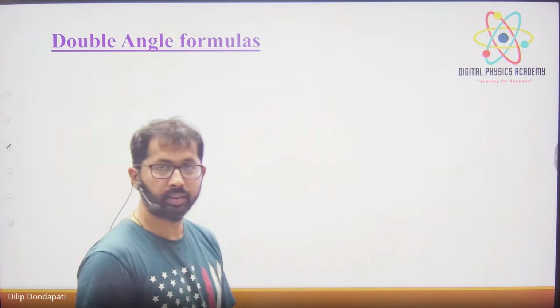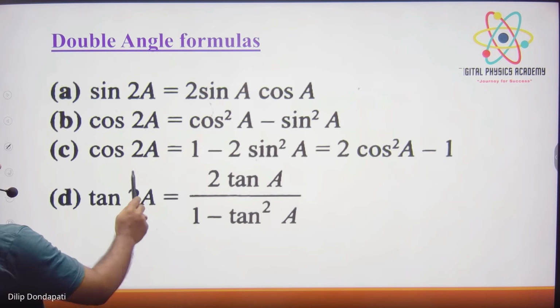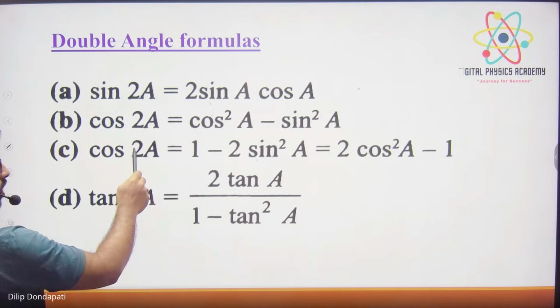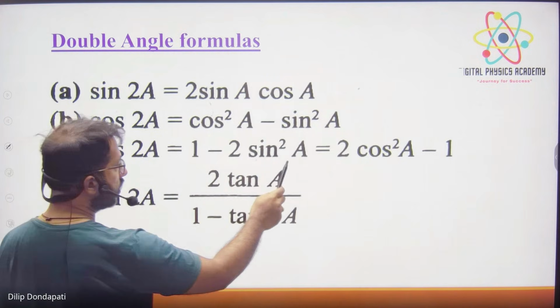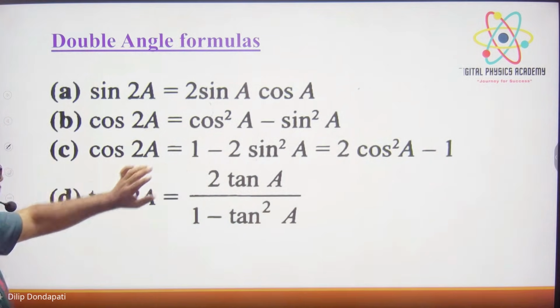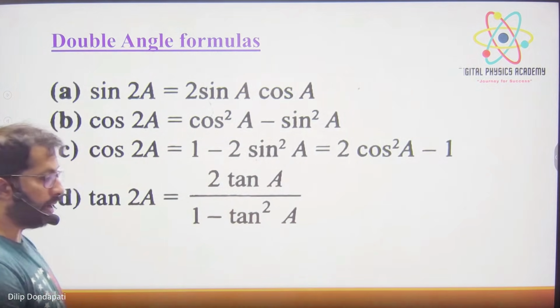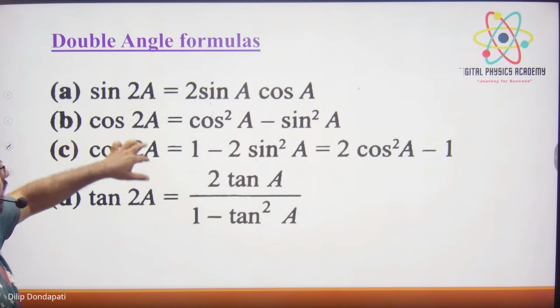Double angle formulas. So these are the double angles. Write: sin 2A means 2 sin A cos A. Cos 2A is cos square A minus sin square A. And we have some other formulas for cos 2A: 1 minus 2 sin square A, and 2 cos square A minus 1. And tan 2A is 2 tan A by 1 minus tan square A. These are the three double angle formulas.